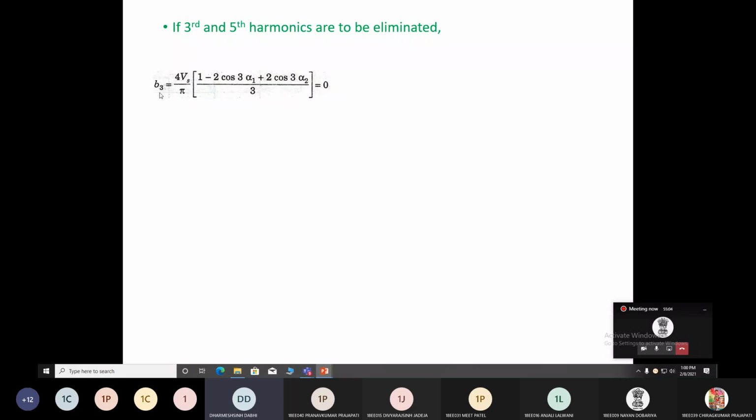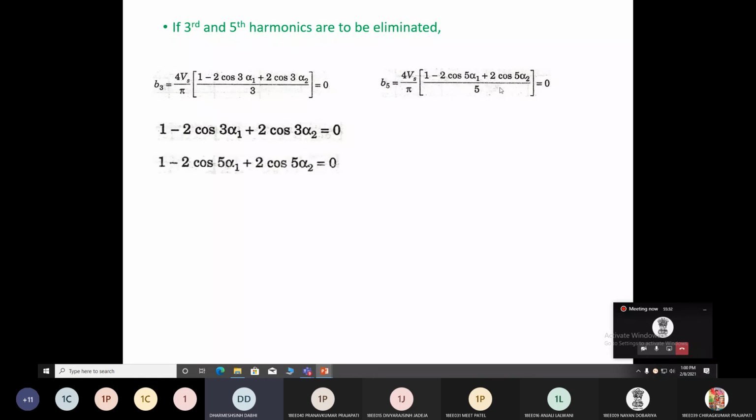Then in the same way put n equal to 5 in this equation. So B5 is equal to this equation equalized to 0. So finally from both these equations we make two equations. First one: 1 minus 2 cos 3 alpha 1 plus 2 cos 3 alpha 2 is equal to 0. In the same way, the second equation is 1 minus 2 cos 5 alpha 1 plus 2 cos 5 alpha 2 is equal to 0.